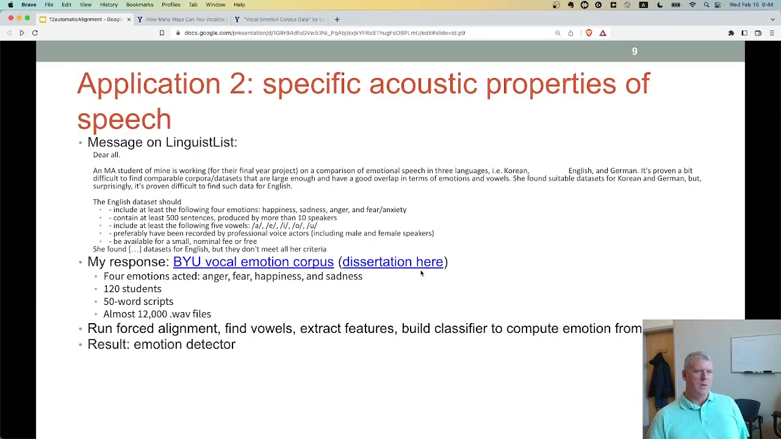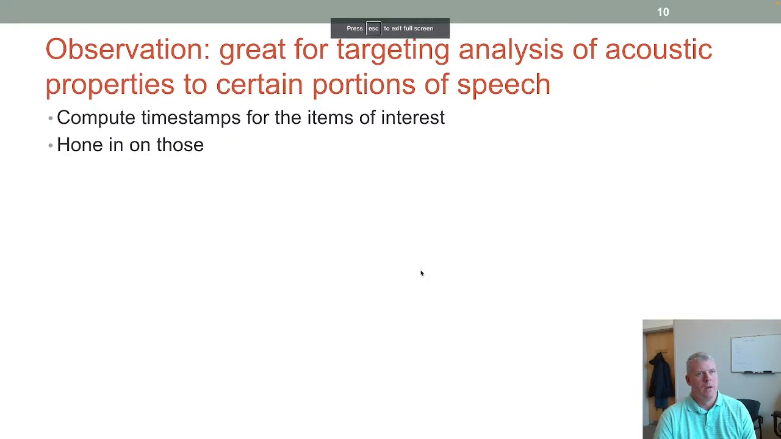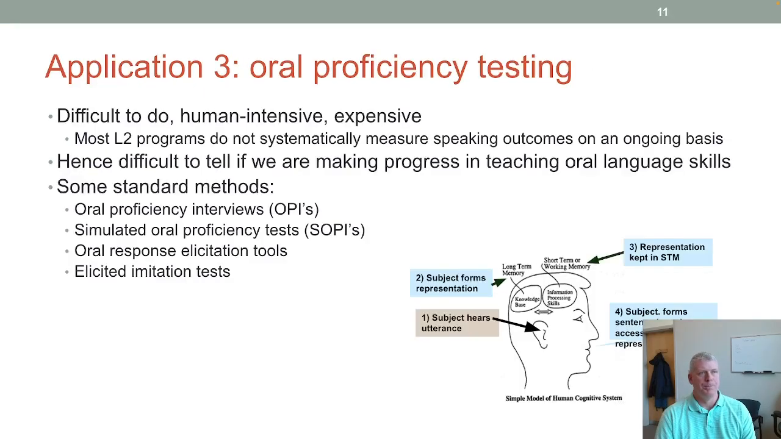So you can run forced alignment and find the vowels and extract features about the vowels, and then build a classifier to compute emotion from data. And the result is you have an emotion detector, machine learning model that you can use on speech, English speech. Perhaps even other languages. So this is great for targeting analysis of acoustic properties to do certain portions of speech. And so having those timestamps on words as well as phones within words is awesome, is useful.